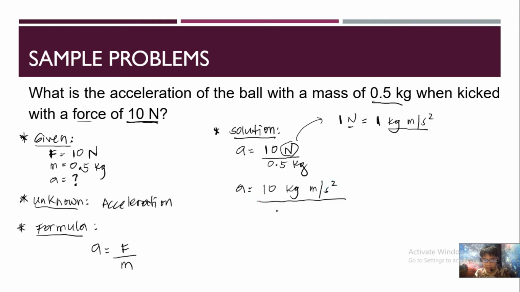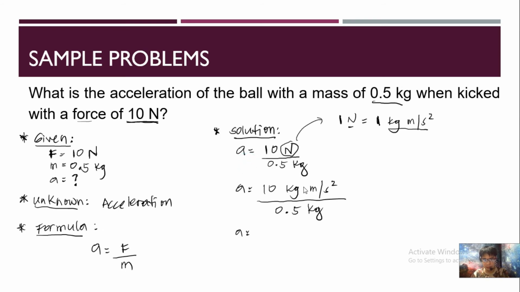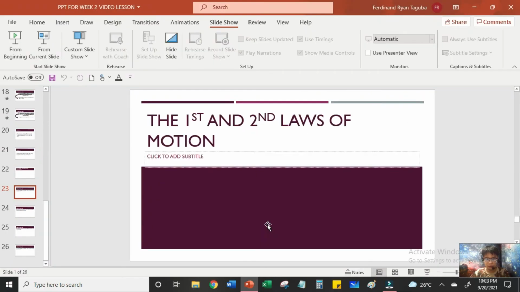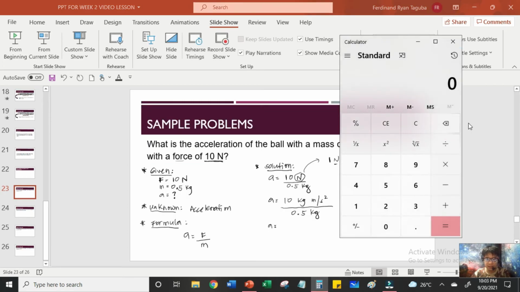Now, let's divide it using our calculators. Okay. So, using the calculators, 10 divided by 0.5, the answer is 20. Let's write down there 20.